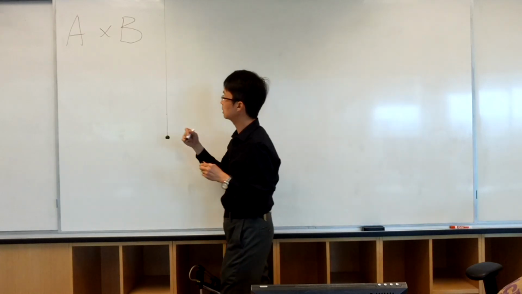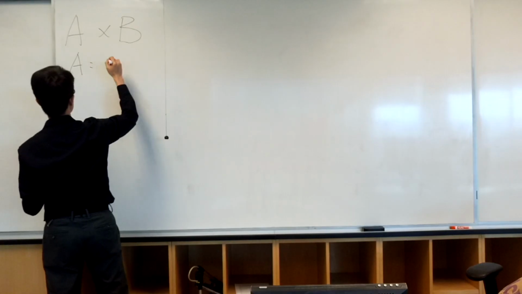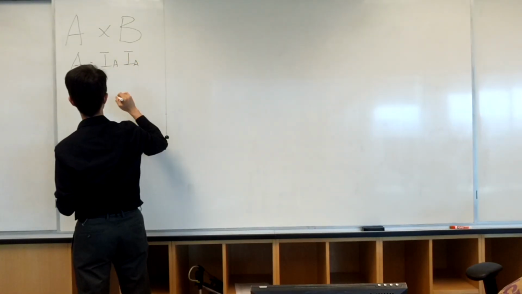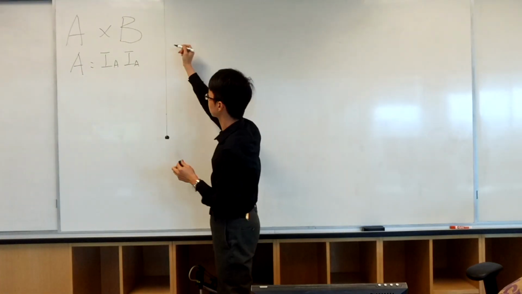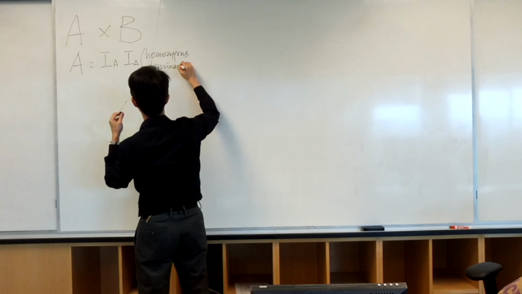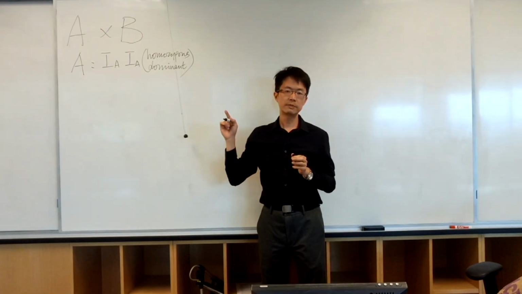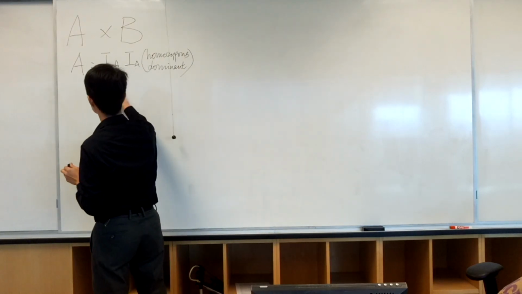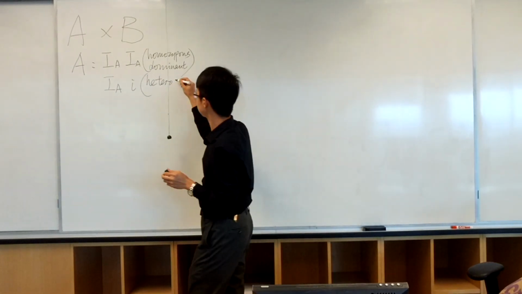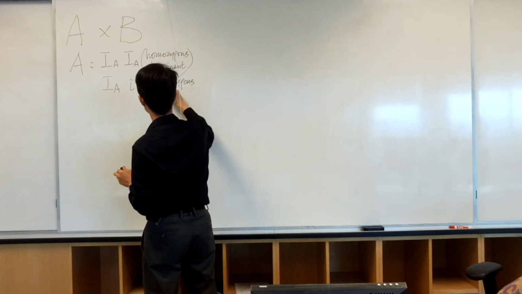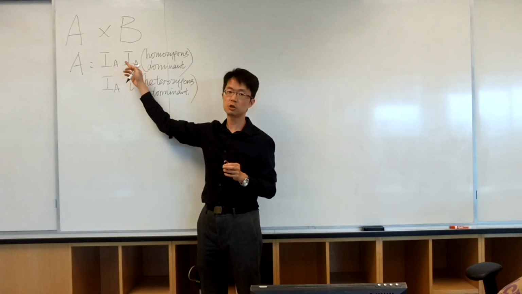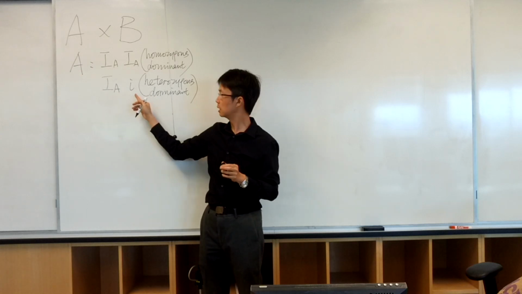So A is dominant, so it can be homozygous dominant, meaning that it can be IA IA. We call this homozygous dominant. Or it can be IA and then small i. We call this heterozygous dominant. Homozygous because both alleles are dominant alleles. Heterozygous because one allele is dominant, another allele is recessive.